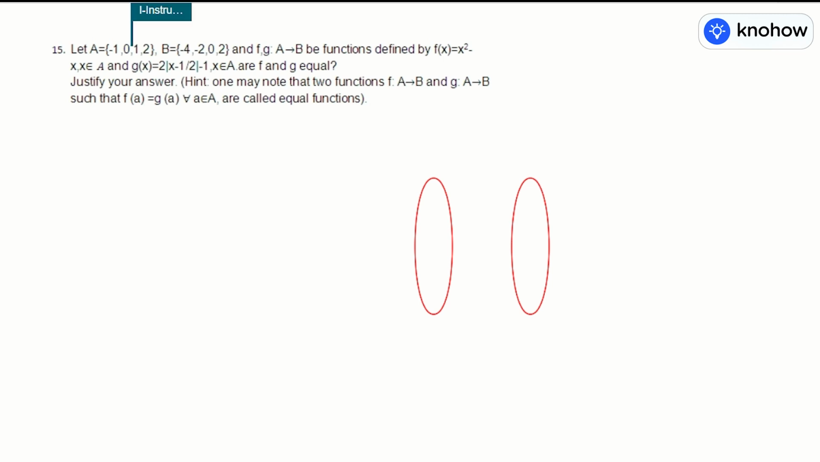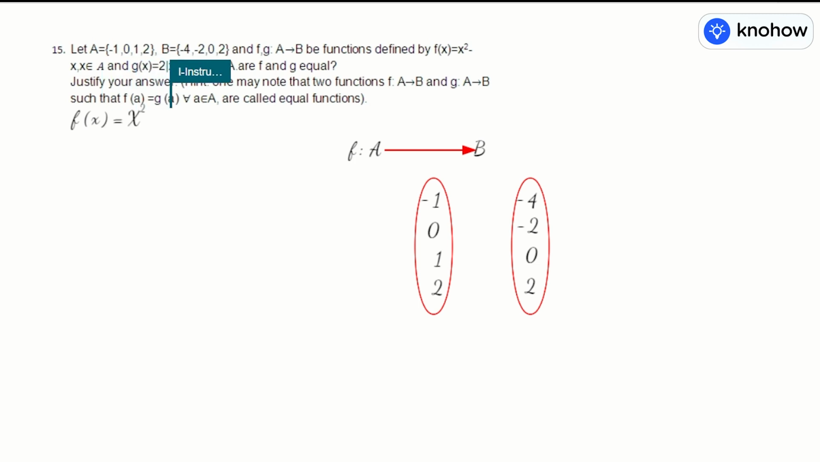Sets A and B. Let me write the sets in Venn diagram form. This is set A consisting of elements -1, 0, 1 and 2. And set B consists of elements -4, -2, 0 and 2. And a function f from A to B is defined as f(x) = x² - x for all x belonging to set A.